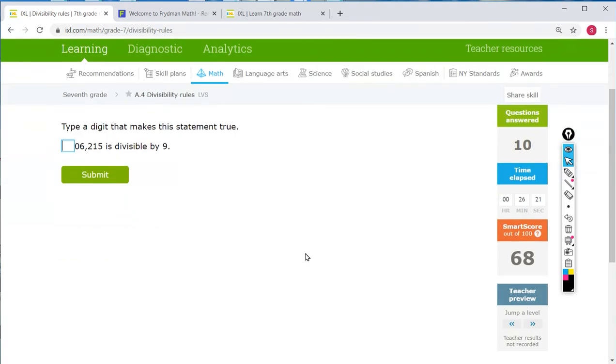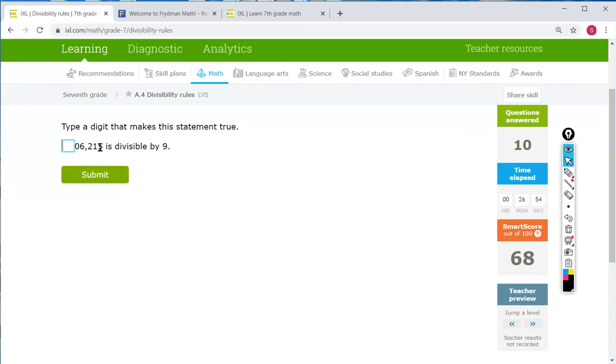Okay. So now we have a problem. This is more of a thinking problem. Type a digit that makes this statement true. So up to this point, if you've been cheating and just using your calculator for everything and not bothering to learn the rules, well, haha, now you're in trouble because now you have to actually understand what's going on. So pay attention here. Type a digit that makes this statement true.